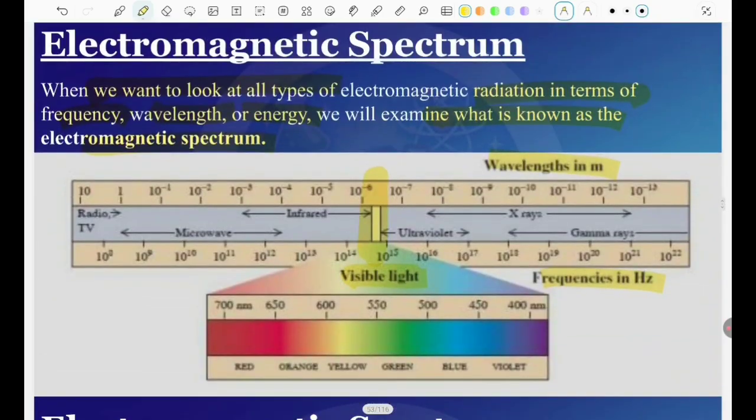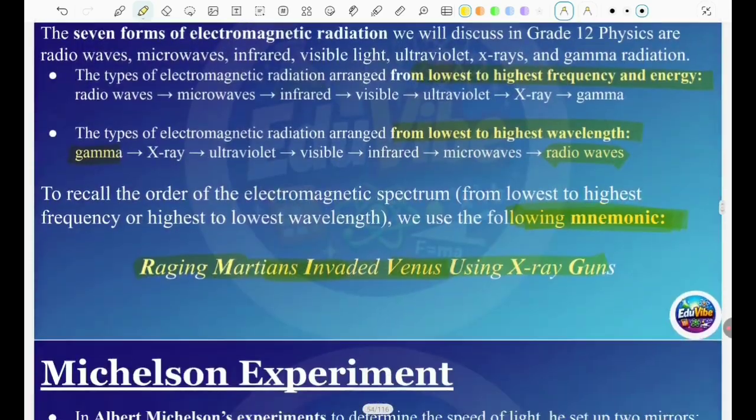And you have to know some ranges too, like radio and TV is from 10 to 10^-10. Somewhere in that range you have to know.